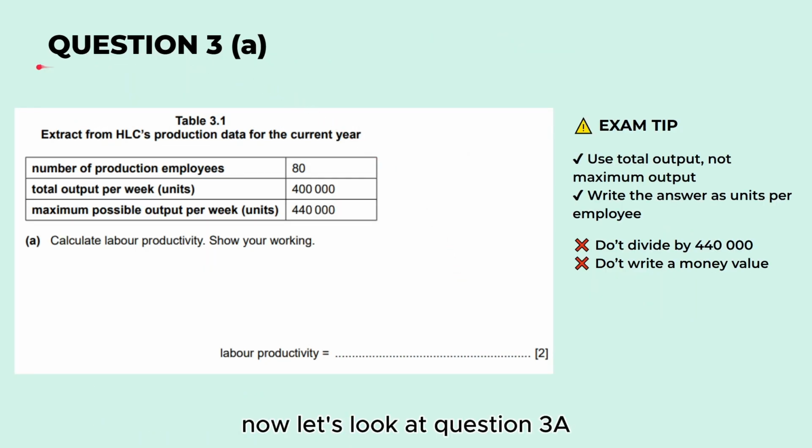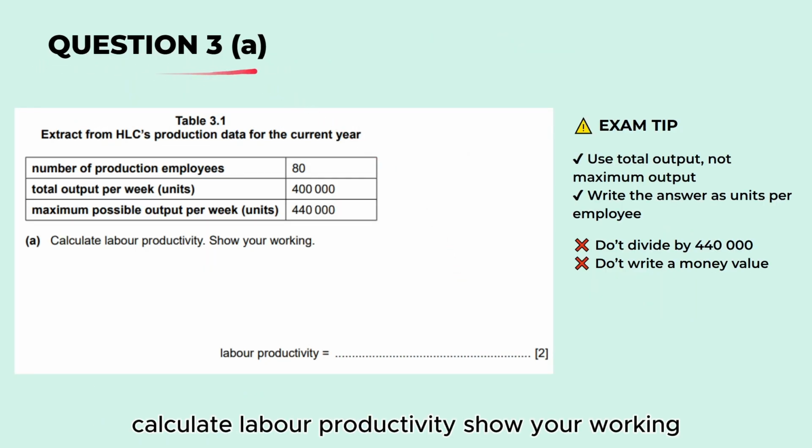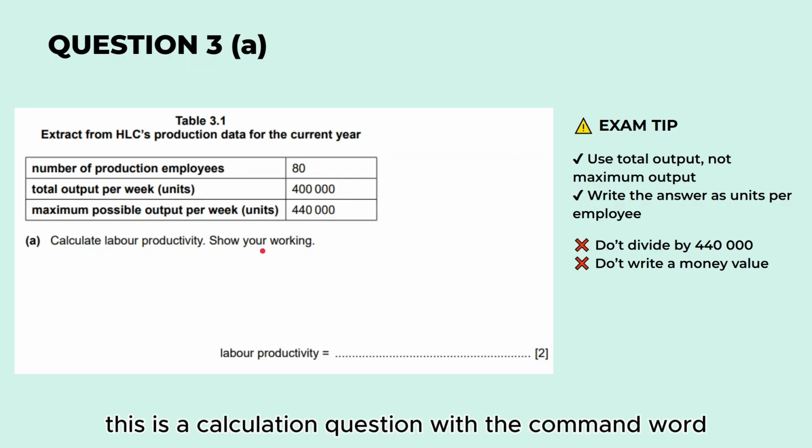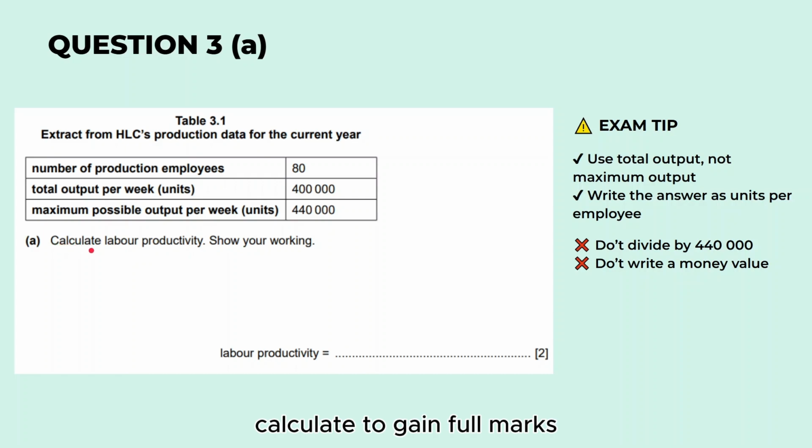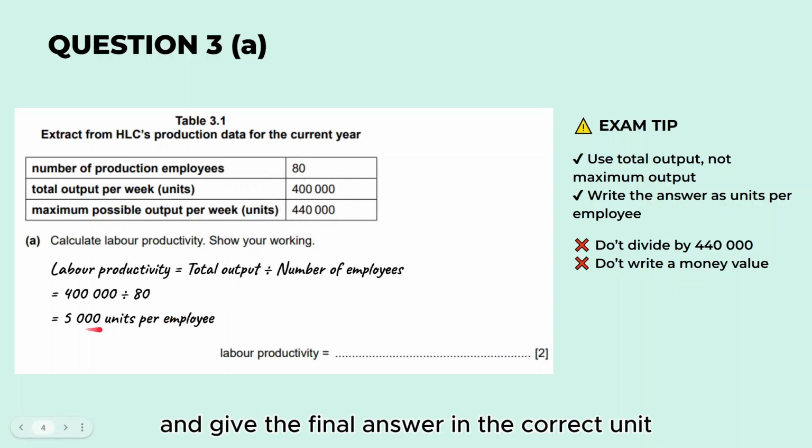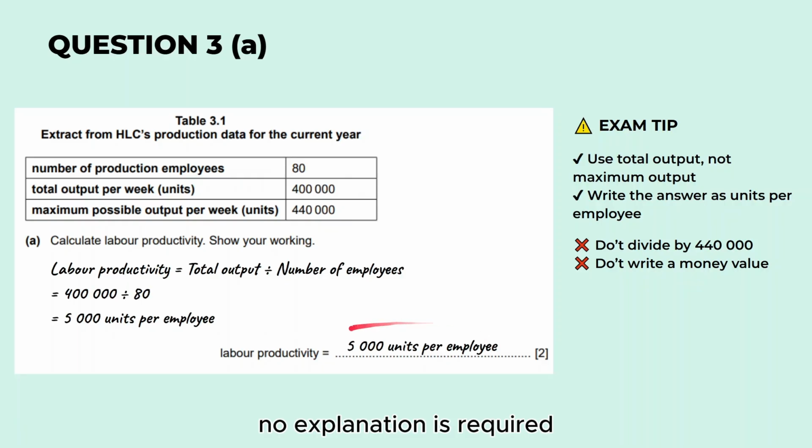Now let's look at question 3a. Calculate labor productivity. Show your working. This is a calculation question with the command word calculate. To gain full marks, you should use the correct figures, show the calculation clearly, and give the final answer in the correct unit. No explanation is required, only accurate calculation and unit. You can write just the answer or you can show your working also, both of them acceptable.